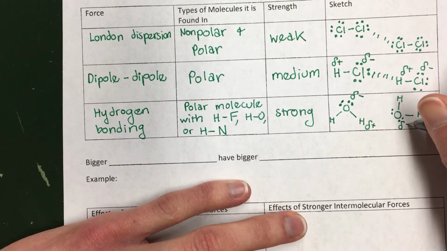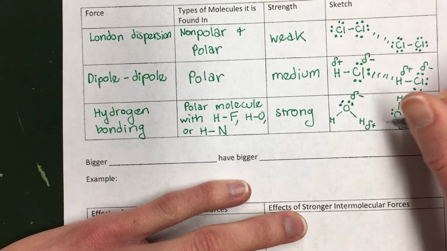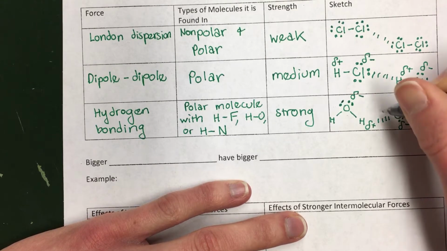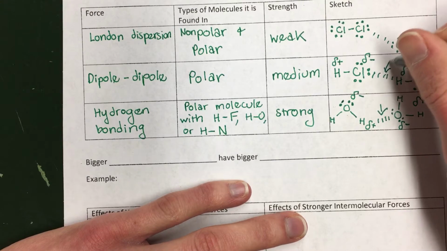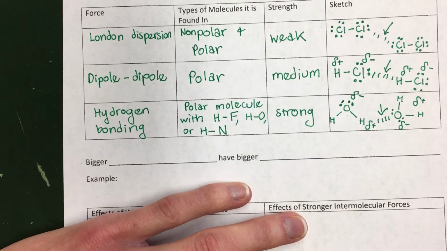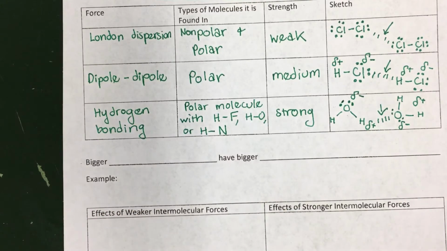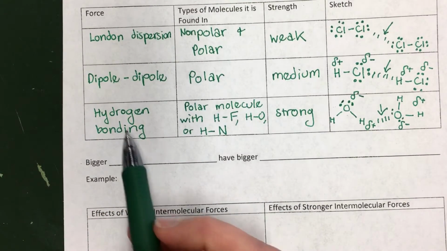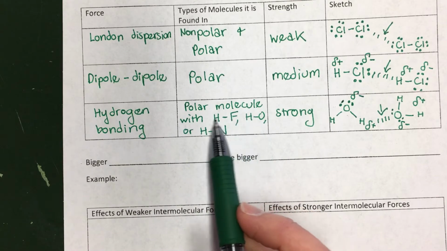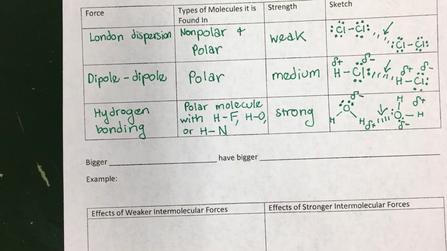And here's the negative and the positive side. And so this right here is the hydrogen bond. These are the intermolecular forces. Okay, so the hydrogen bond is not this bond, it is this attraction right here. All right, but hydrogen bonding is only in polar molecules with HF, HO, or HN.